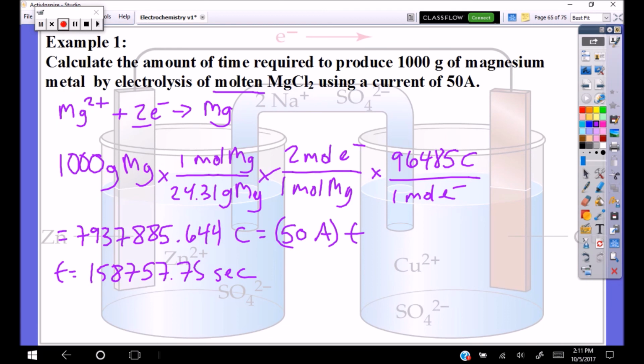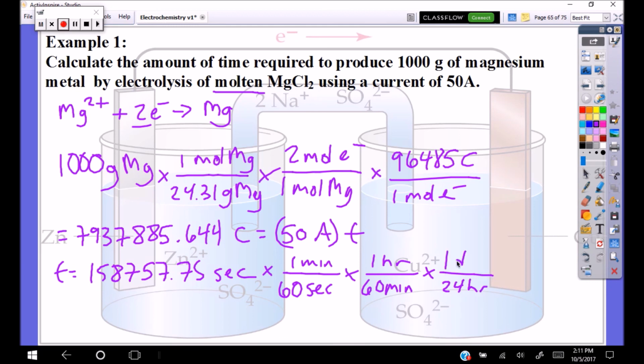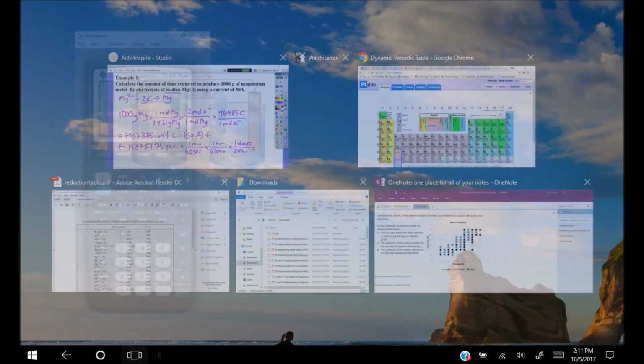So let's go ahead. You know, there's 60 seconds in a minute, and there's 60 minutes in an hour. And I'm going to even be adventurous and throw this into days, because hours could be fine, but we may even need to know hours. So 24 hours in a day. So let's figure out how many days this will take us, because that's a lot of seconds, I can tell already, that we're not going to have a good time.